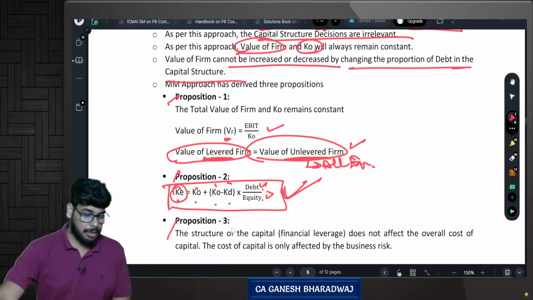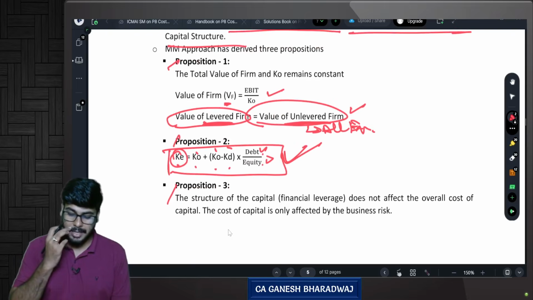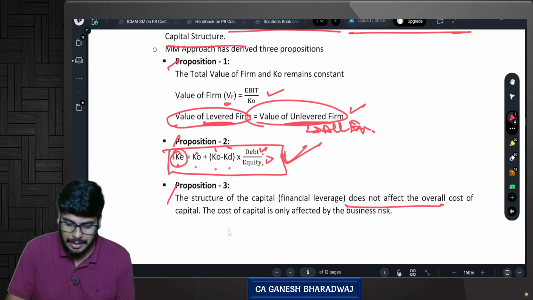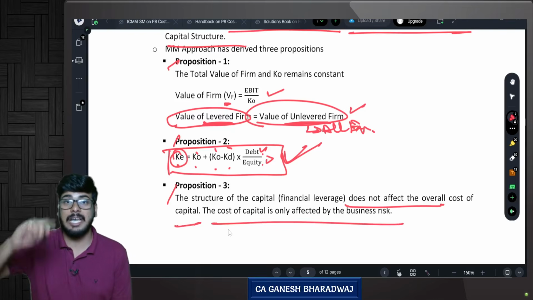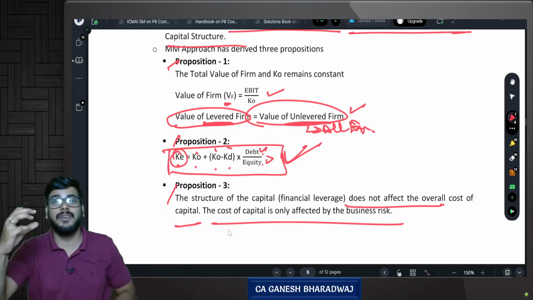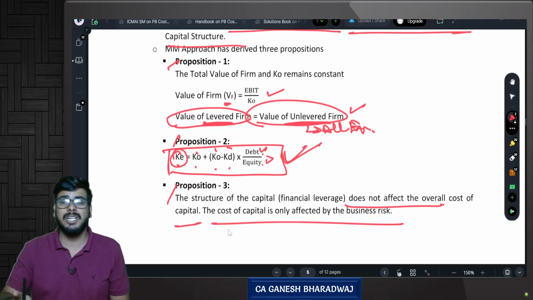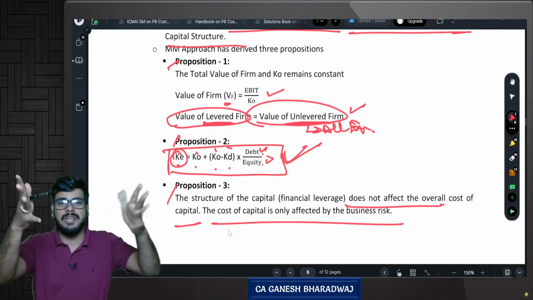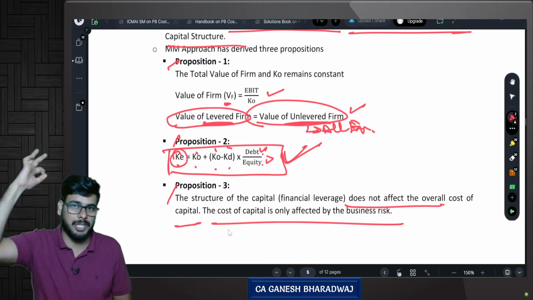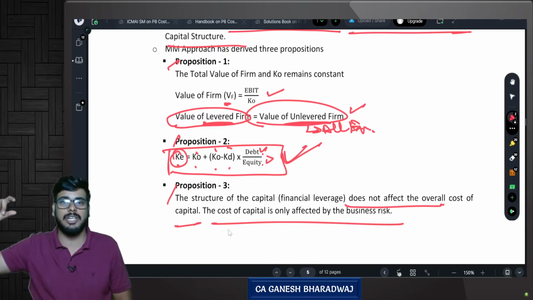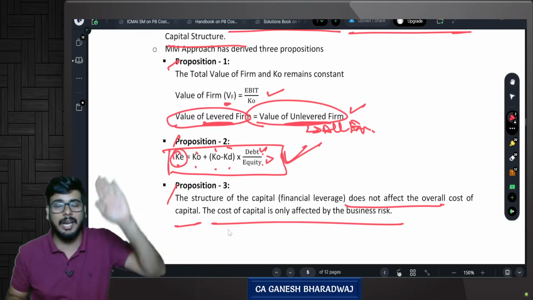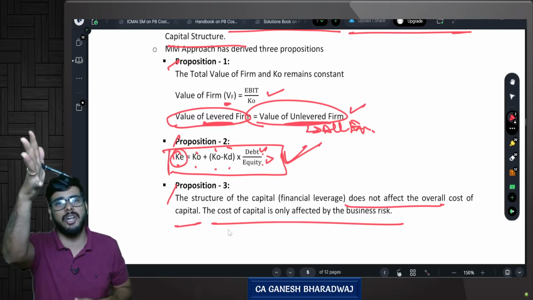Clear with this? And the third one, proposition 3, what they say is the structure of capital, that is financial leverage, the weight of debt, does not affect the overall cost of capital. The cost of capital is affected only by business risk. So what they are saying is your financial leverage, or the proportion of debt and equity, will never impact the firm. The firm's value is impacted only by its business operations, that is sales minus variable cost, contribution minus fixed cost is equal to profit. So only a change on the operation side, the costing side, will impact the value of the firm. The finance side will not impact the value of the firm.